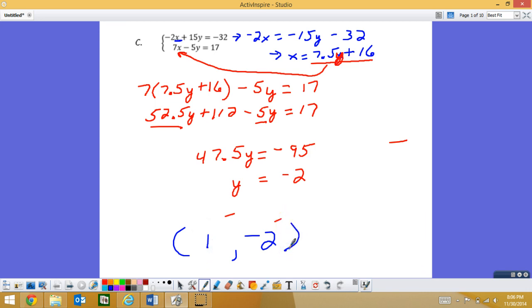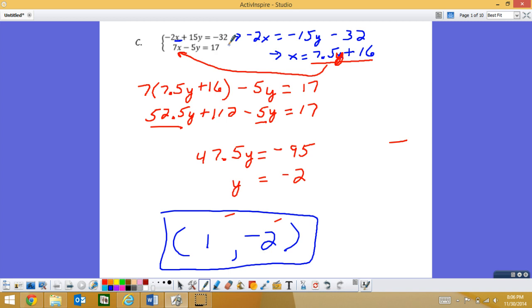Okay? And I can check that to make sure it's correct by substituting back into each of the original equations. If I do the bottom one first, I end up with 7 plus 10, which is in fact 17. And then the top, I end up with -2 minus 30, which is in fact -32. So I know that it works.